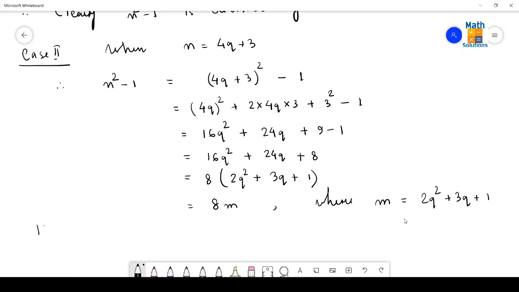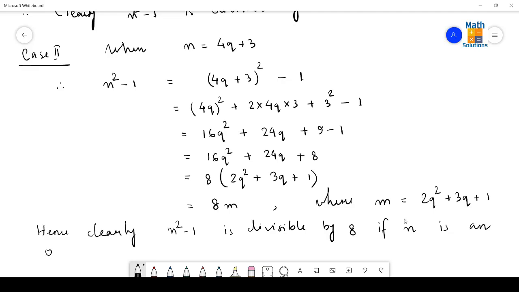So final line we can write in this way, hence clearly n square minus 1 is divisible by 8 if n is an odd positive integer. That was what we had to prove.